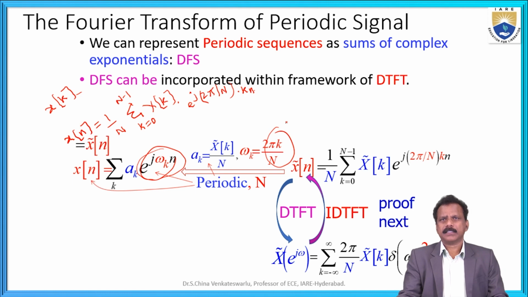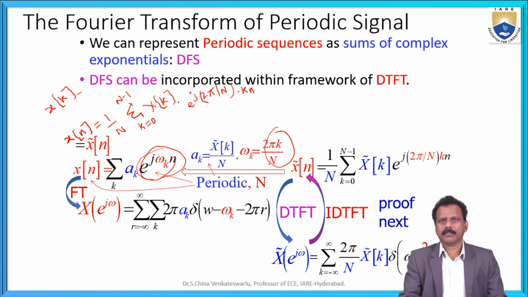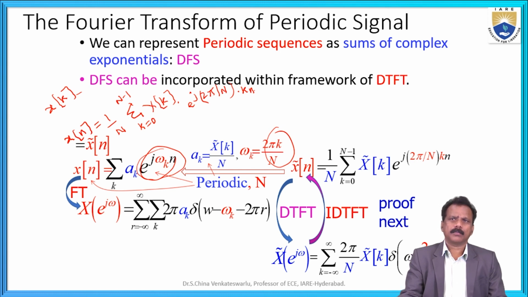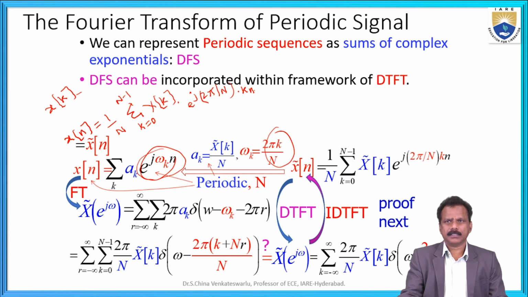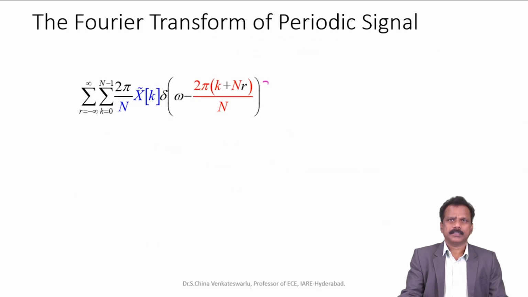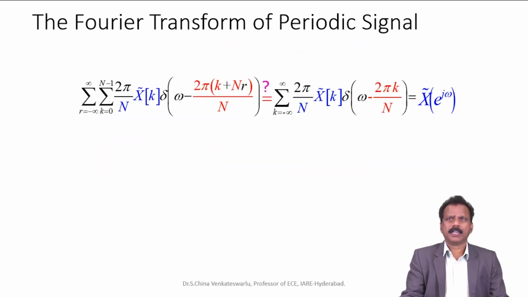Next, this is all equal to x of n after applying the Fourier transform. So the proof involves X of e power j omega. Previously it was like this, after using x of n into X of e power j omega. So the Fourier transform of the periodic signal is like this.